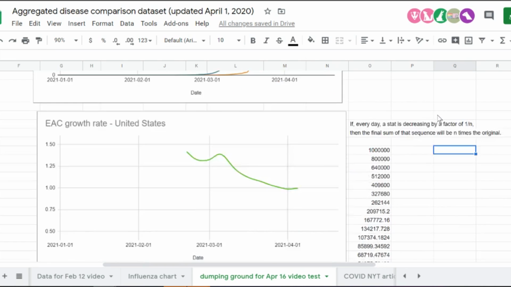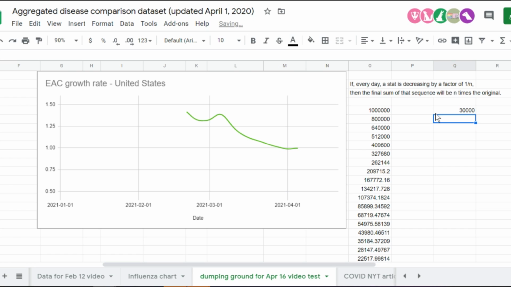So what that means is we have 30,000 cases per day right now. If we can hold the growth rate at 59/60ths forever, we will end up with 60 times as many cases as that total, which is a lot. I think it's 1.8 million, and we don't want millions of people getting infected.